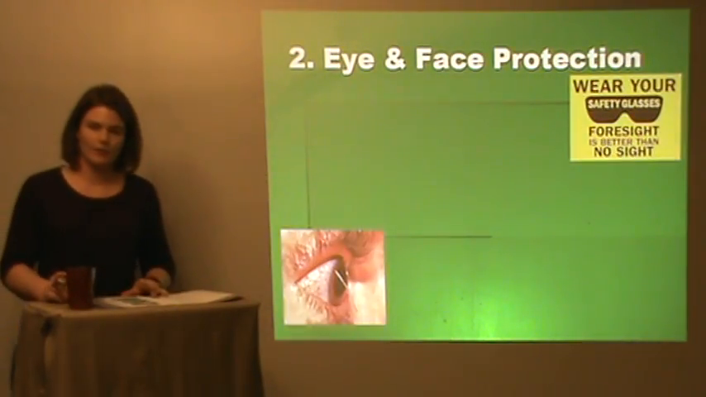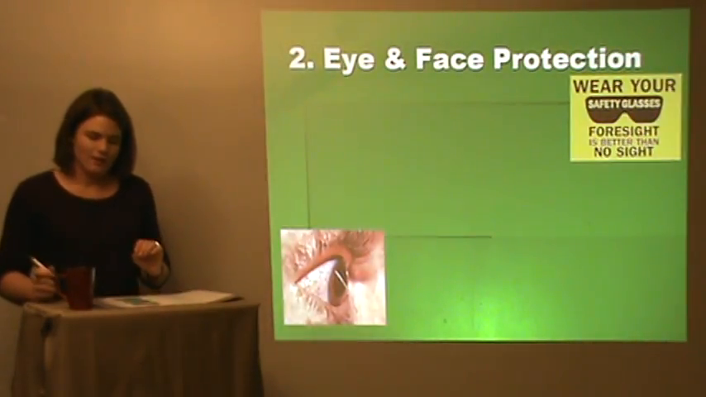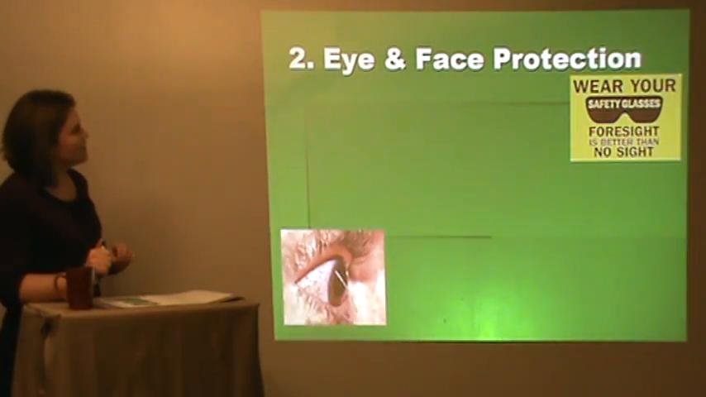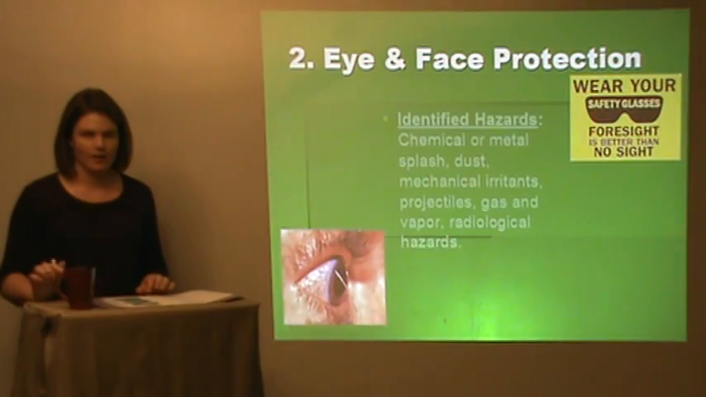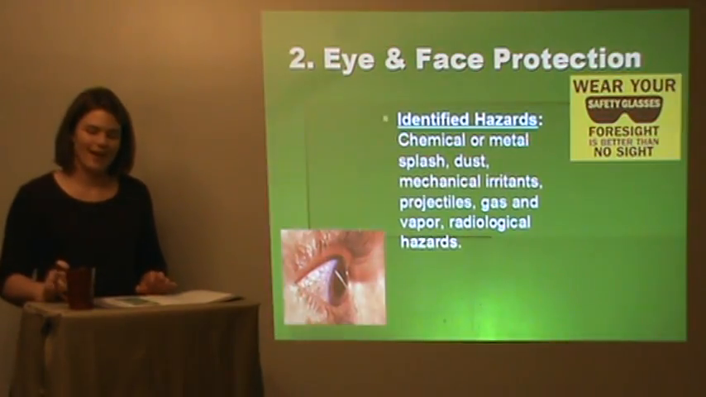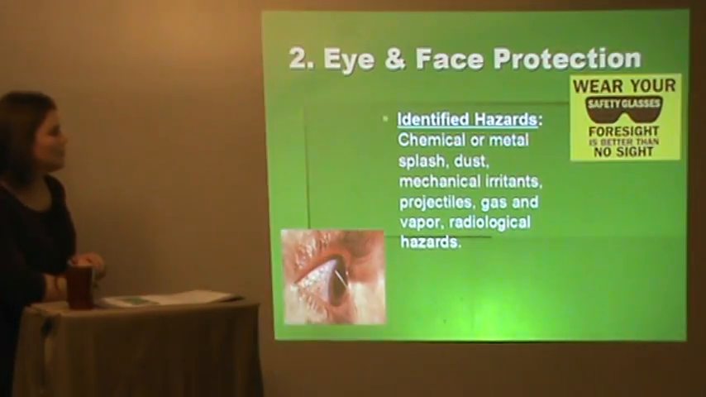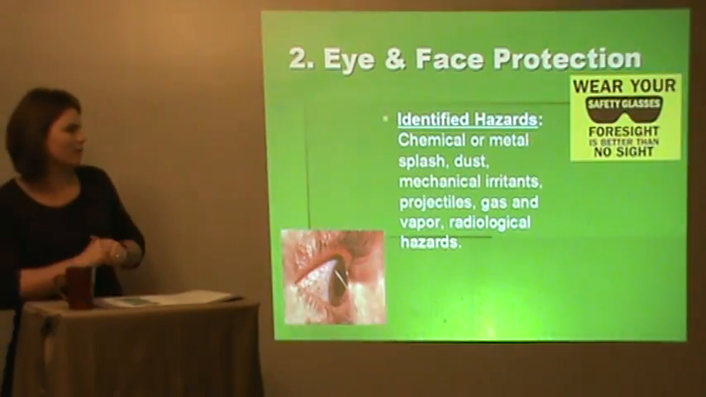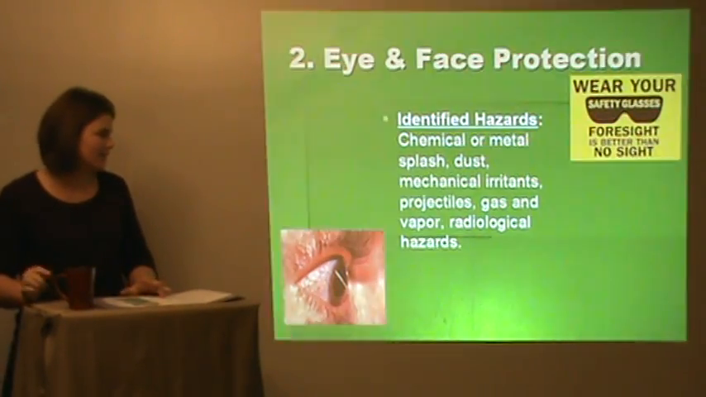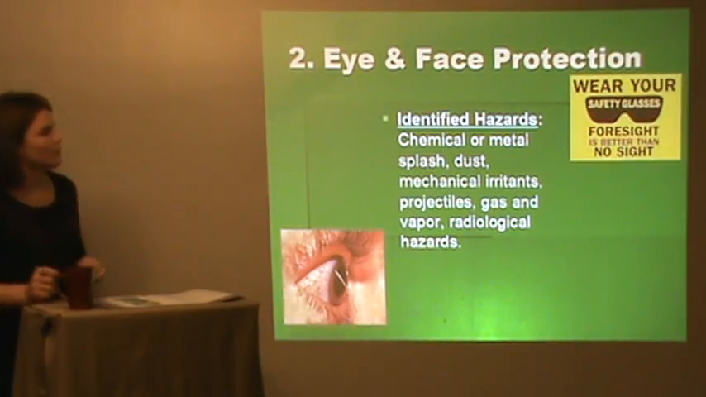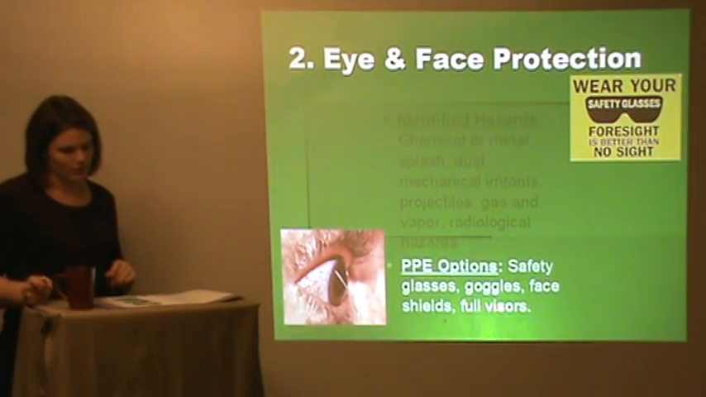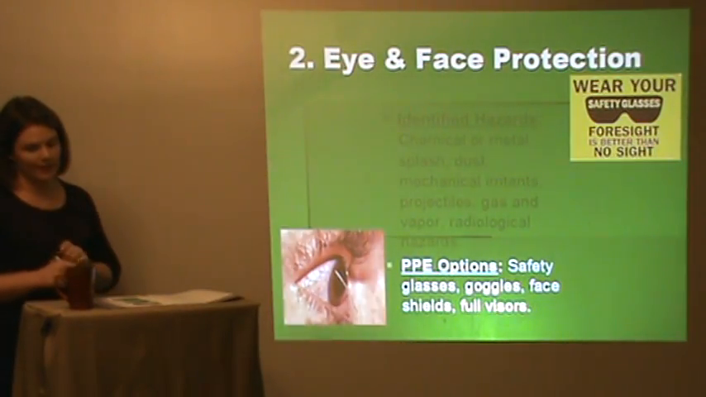The next category of PPE is eye and face protection. This is for hazards such as chemical or metal splash, dust, mechanical irritants, projectiles, gas and vapor, and radiological hazards. Just like the sign says, foresight is better than no sight. You only have 2 eyes, so you need to protect them.